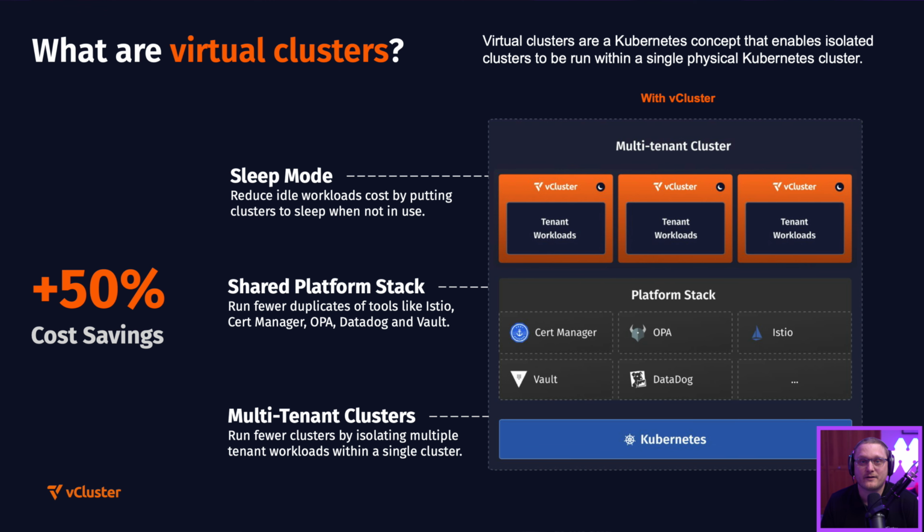Well, you also have stuff like sleep mode. So what are virtual clusters? Virtual clusters are a Kubernetes concept that enables isolated clusters to be run within a single physical Kubernetes cluster. Sleep mode is one of the features you can use that will reduce idle workload costs by putting clusters to sleep when they're not in use. You can have a shared platform stack if you want, so you can run fewer duplicates of tools like Istio, Cert Manager, OPA, Datadog, and Vault. And then you can have multi-tenant clusters, so you can run fewer clusters by isolating multiple tenant workloads within a single cluster. And this can give you 50% cost savings or more, depending on your use case and what kind of workloads you're running.